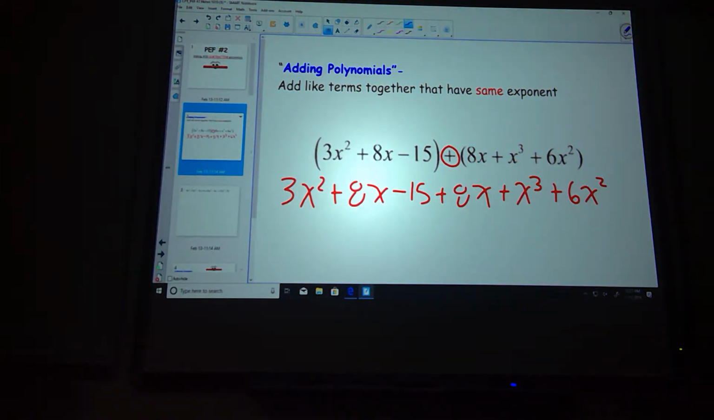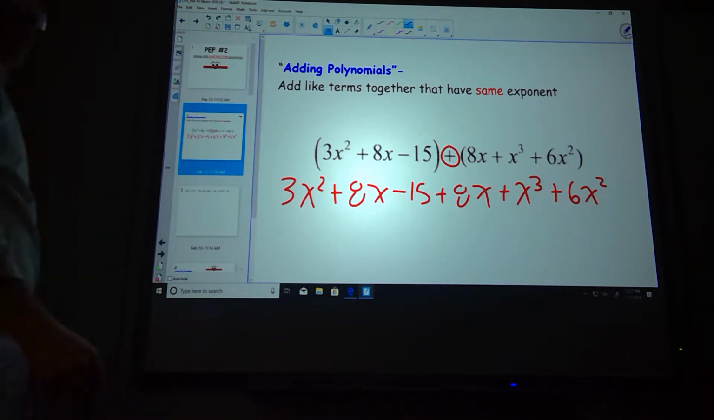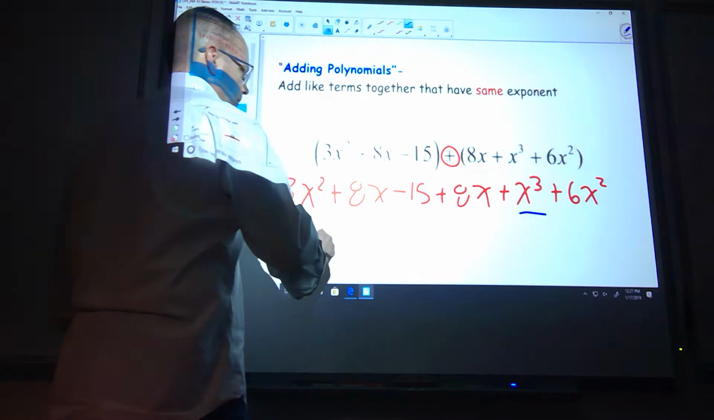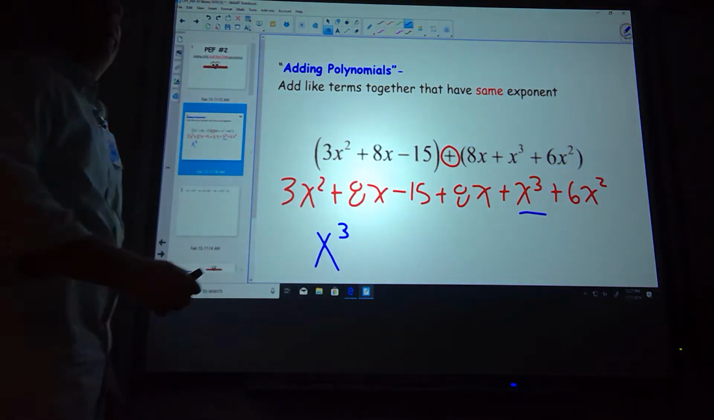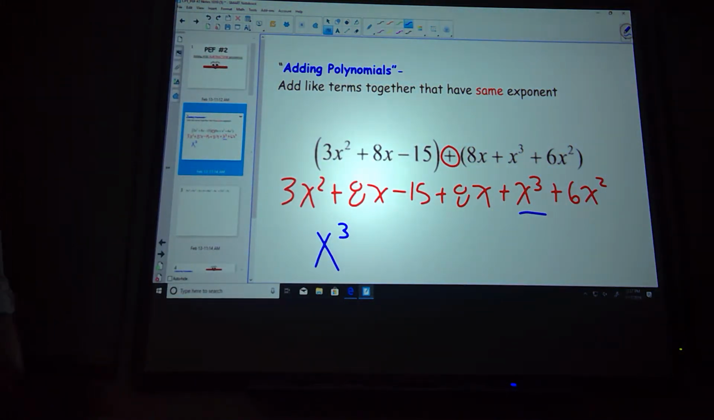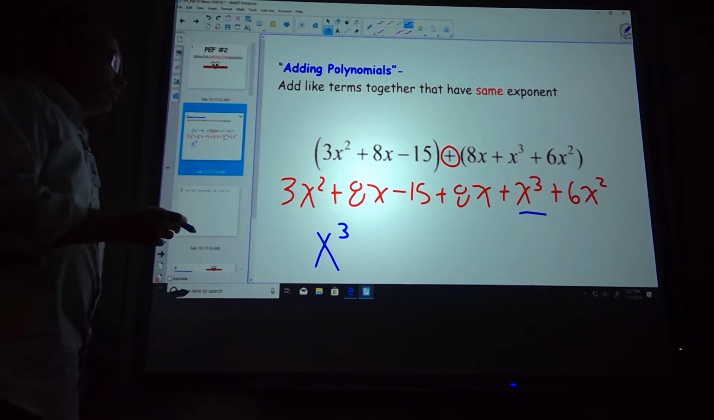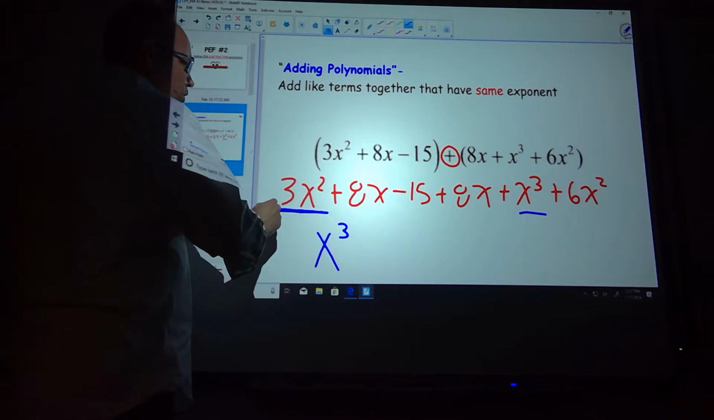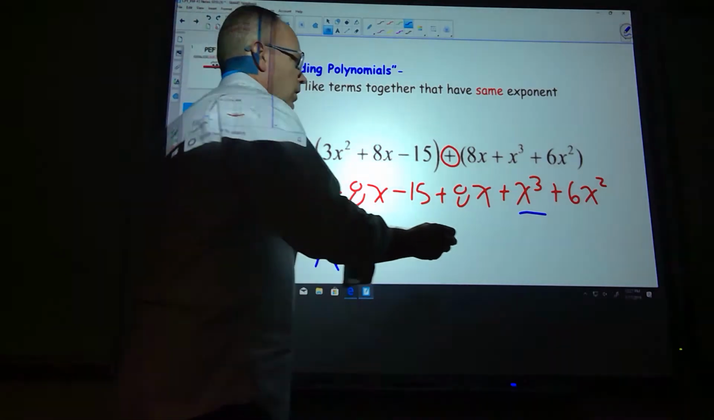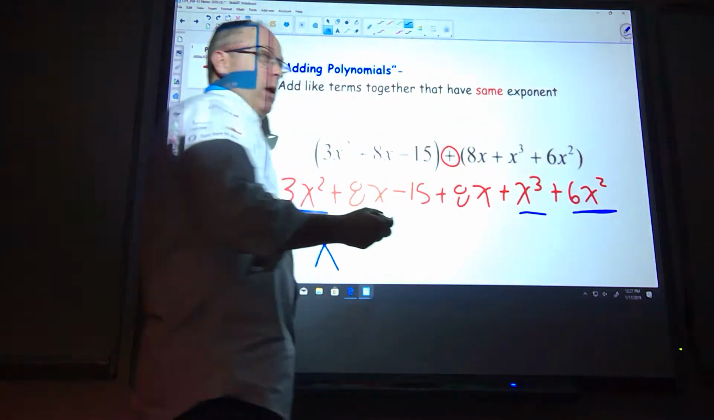So let me ask you this. What does the highest exponent appear to be up there? X to the third? Does everyone feel comfortable with that? Sure. So I'm going to list that first because I'm going to put it in descending order and I'm going to combine like terms. I have x squared. I have 3x squared here. Do I have any other x squareds up there? Yeah, 6x squared. So how many x squareds do I have then?